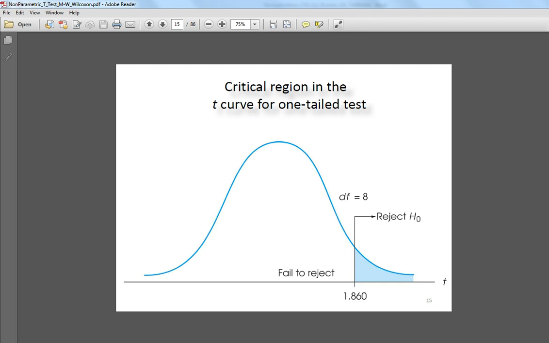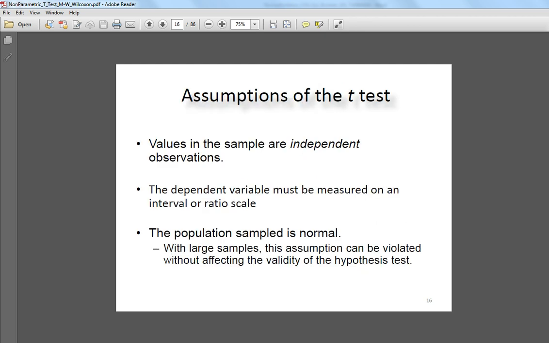When you use SPSS, you don't need to look at the table. You don't need a ruler to make sure you're aligned properly with the degrees of freedom and the t-test value. You just simply need to really know how to use SPSS. So what are the assumptions of the t-test?